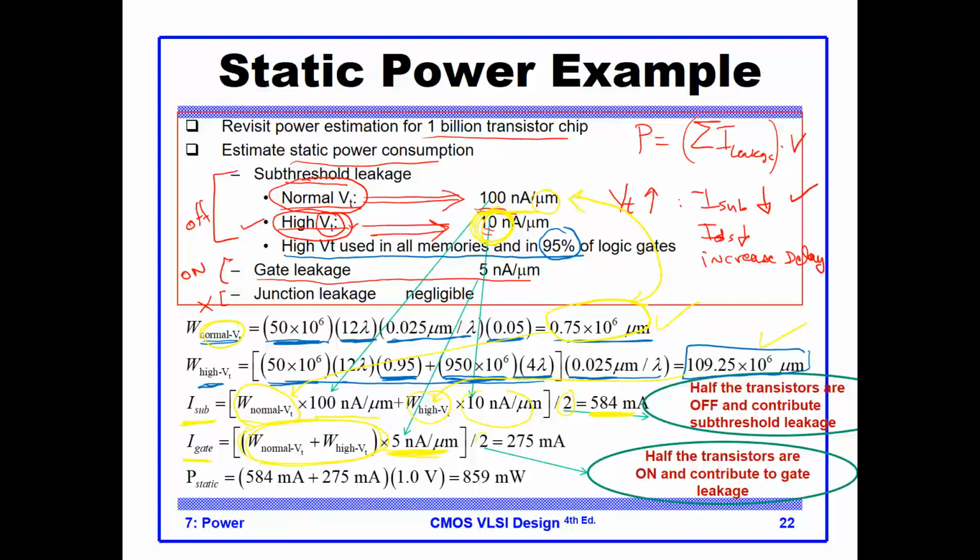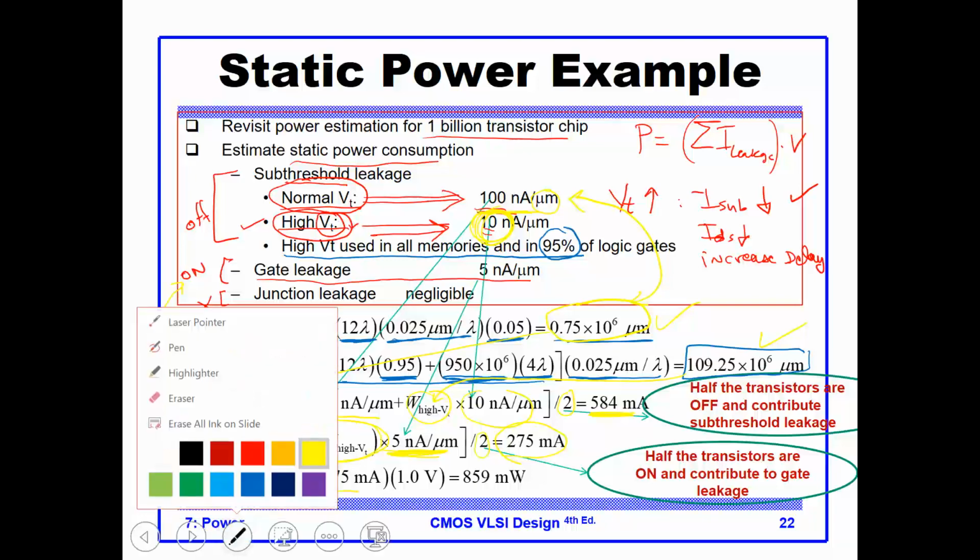Don't forget to divide by 2 because 50% of the devices are on. Remember, gate leakage is for on devices. So if you divide by 2, you get what? 275 milliamp.